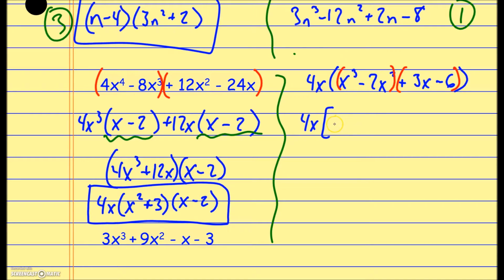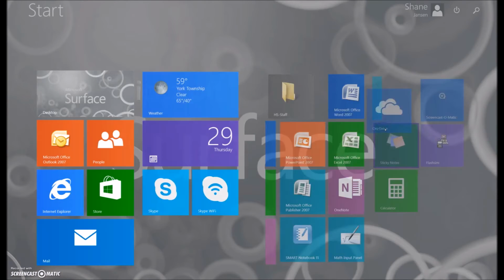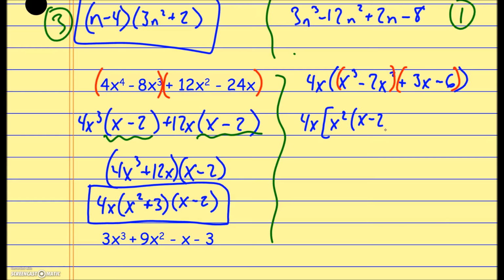Out of this first group, I can factor out an x squared, which leaves me with an x minus 2. Out of the second group, we can factor out a 3, which leaves me with an x minus 2. And so now what we see here, again, this 4x just tags along for the ride. Inside here, I can see my two factors. The x minus 2 is one of them. And the other factor is right here, the x squared plus 3.